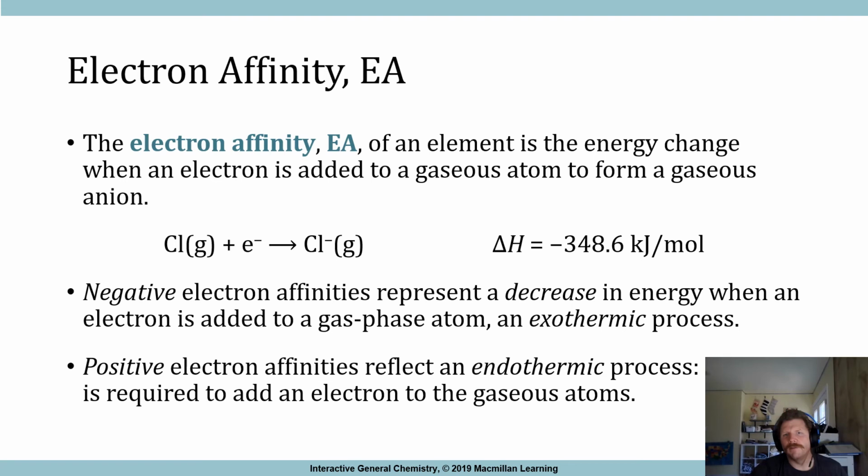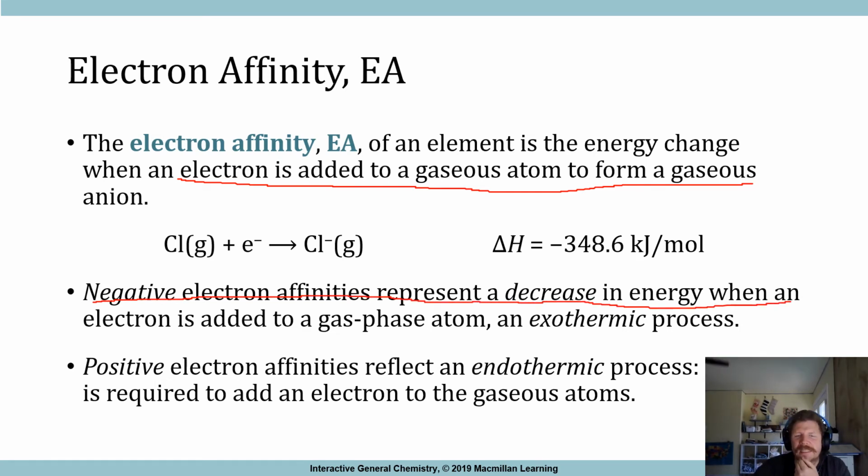Electron affinity of an element is basically the opposite. The electron affinity of an element is the energy change when an electron is added to a gaseous atom to form a gaseous anion. So negative electron affinities represent a decrease in energy when an electron is added to a gas phase atom. This is an exothermic process. Positive electron affinities reflect an endothermic process, and energy is required to add an electron to the gaseous atoms.